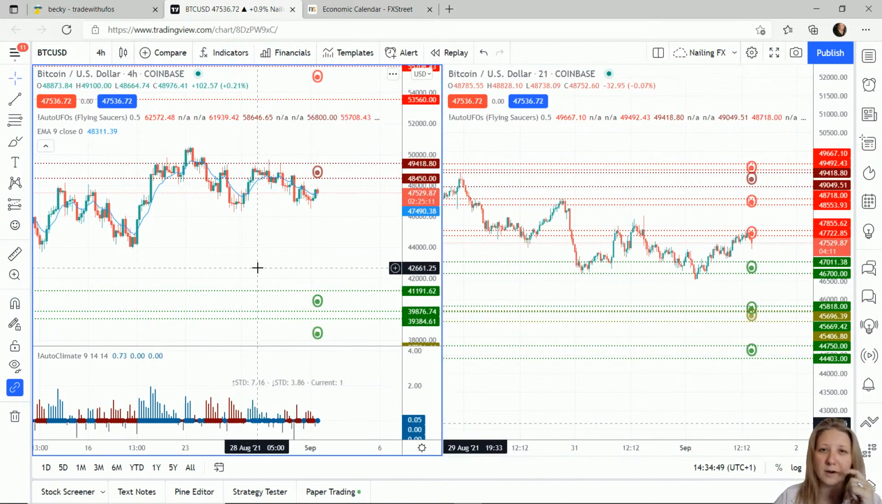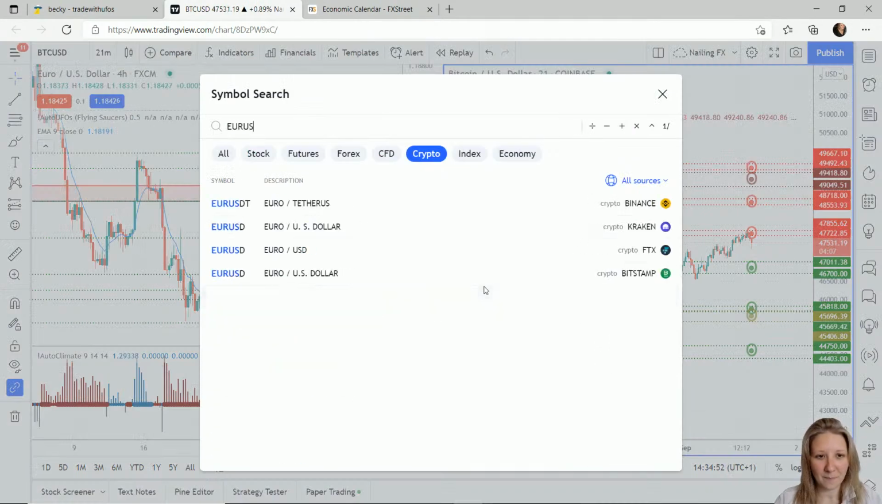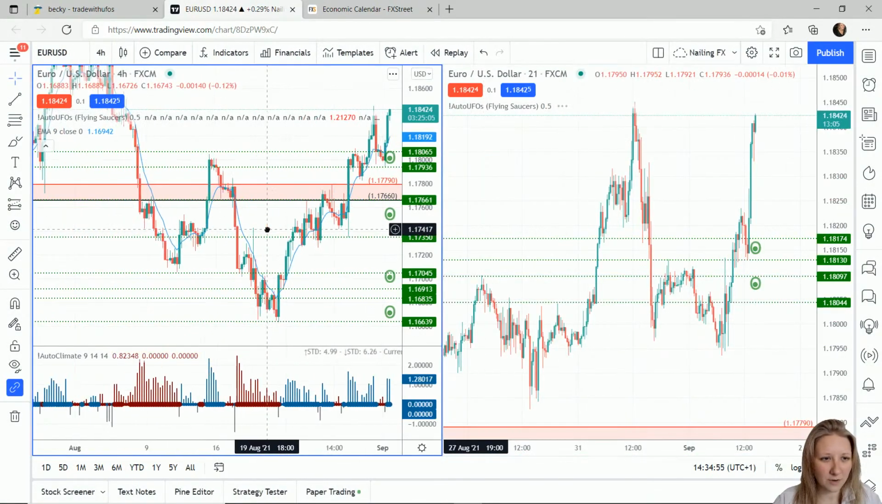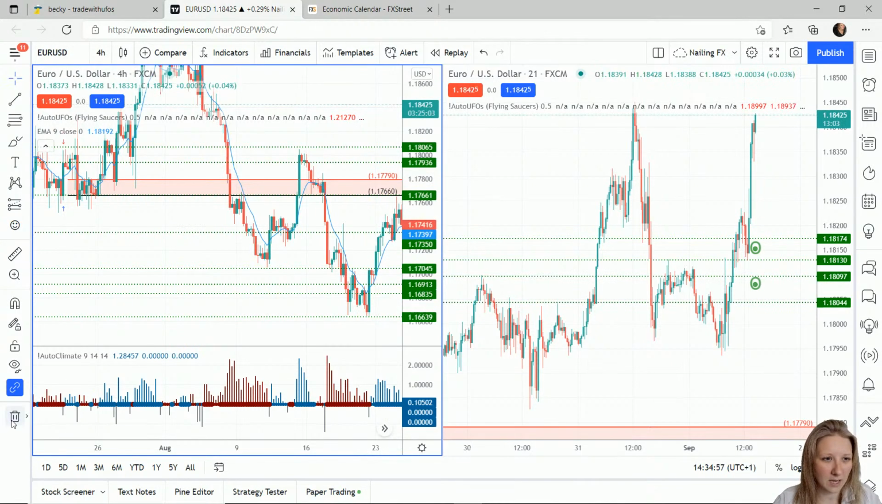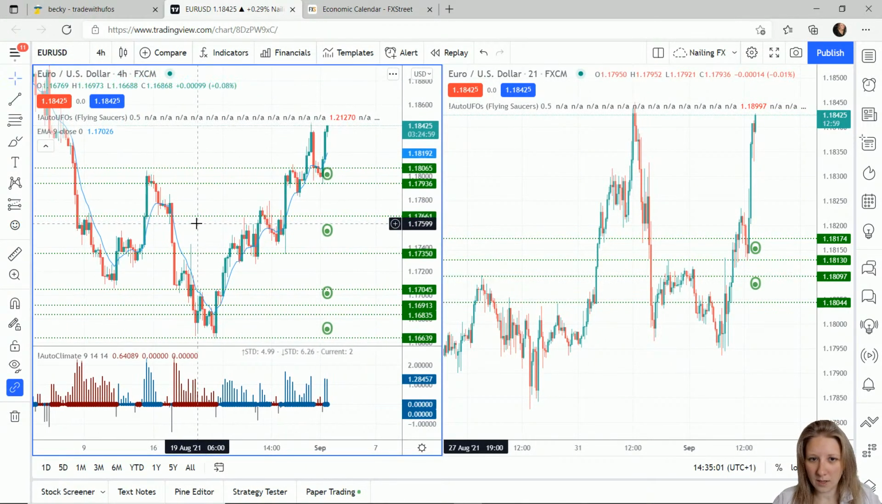So let's go back to our standard Euro US dollar. Let's have a look at that. See if we have something here. This was a trade from a while back. I'm just going to delete that. There we go. So do we have a trade here? Yes, we do. Brilliant. Let's put this trade on.